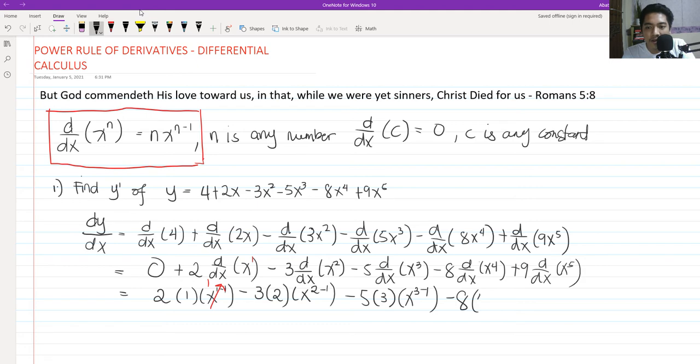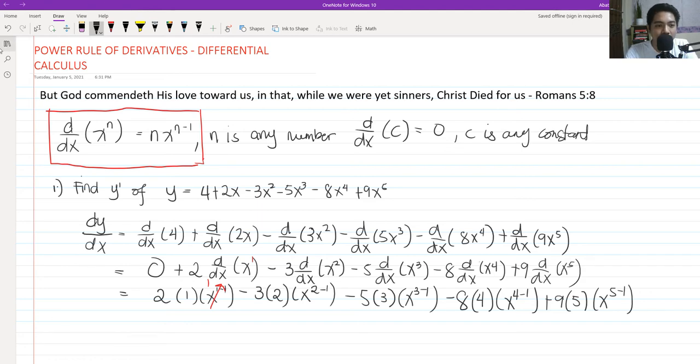The n here becomes 4. So we multiply it by 4. Then we copy the function with its exponent subtracted by 1. Okay? 4 minus 1. Then we have plus 9 times the n here would be 5. Okay? And copy the function but subtract 1 from the exponent.